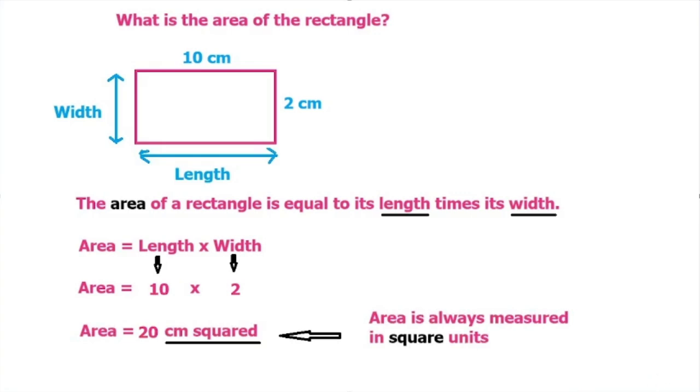So when you multiply 10 times 2, you get 20. So the area equals 20 centimeters squared. Area is always measured in square units.